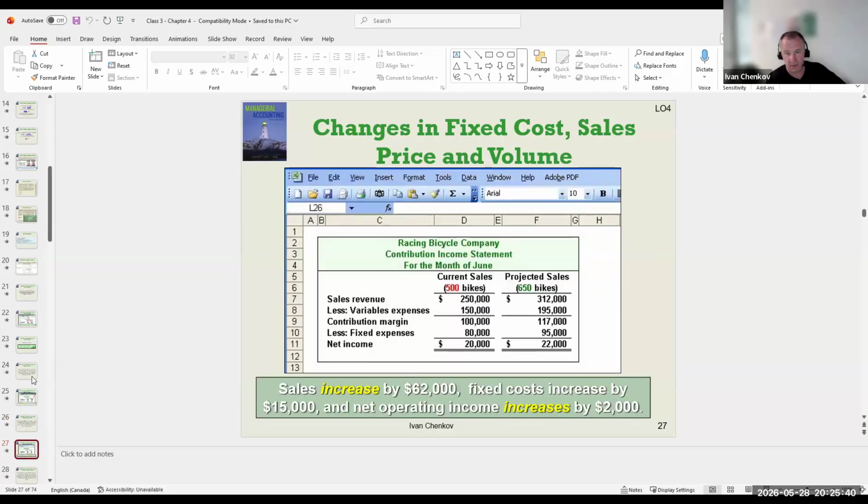If you run the income statement, we're going to see, yes, the sales are increasing, but not the same way as before because the sales price went down a little bit. Contribution margin per unit is obviously going to go down, but overall it's going to increase because we have 150 additional bikes that we're selling. Fixed cost went up by 15, but we're still generating 2,000 more income compared with where we are with 500 bikes. So this scenario worked for us.